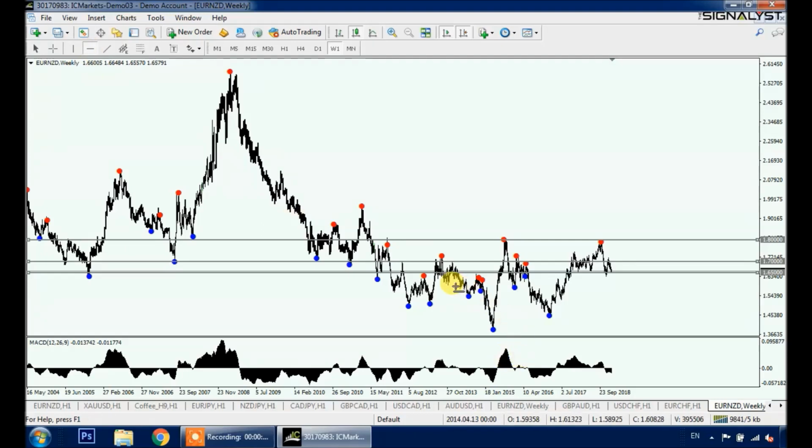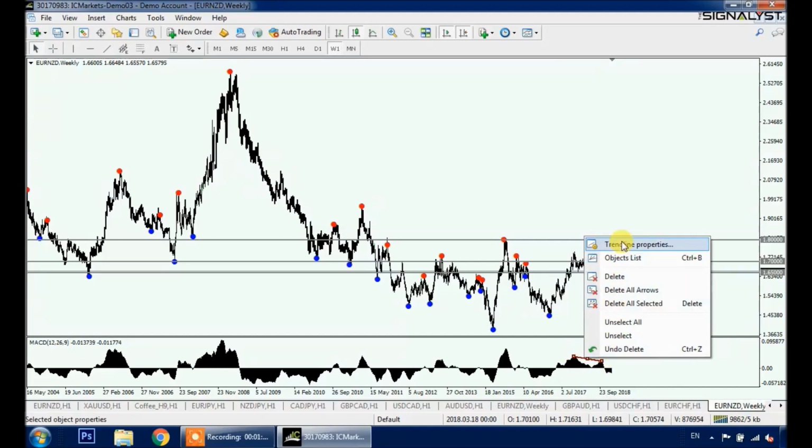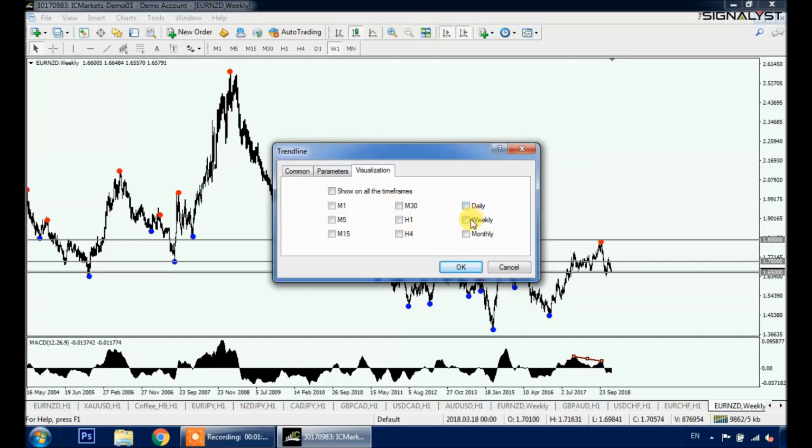Do we have anything else? 2 dots, 3 dots here, 2 dots here, 2 dots. Alright, so that's it on weekly time frame. Let's see if we have any divergences. Yes, we do have a 1 histogram divergence around here. Let's make it to only show on weekly time frame.